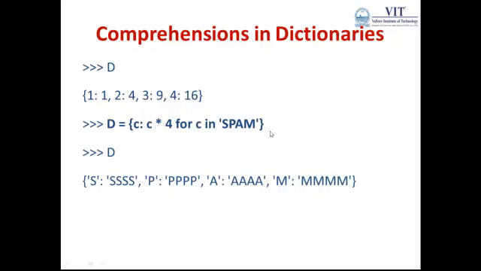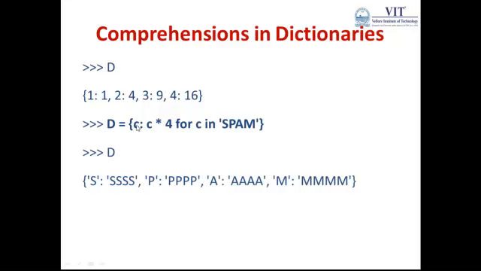Now if you look at another different comprehension, I think we can easily predict the output. C colon C star 4 means that C is my counter and this is the range. If I'm giving a range as a string, it will go by character. I'll take the first character as my first iteration value. So S will be taken as my first iteration value, and we'll follow this format.